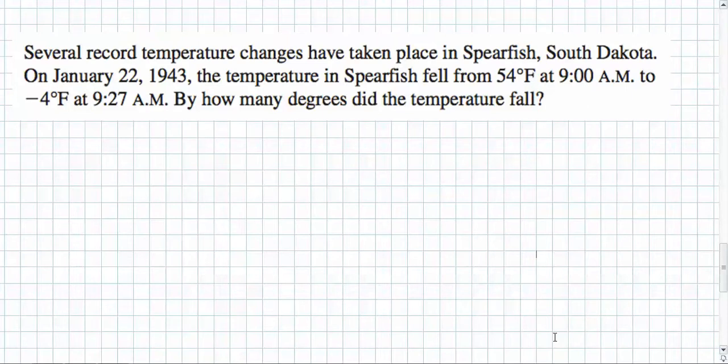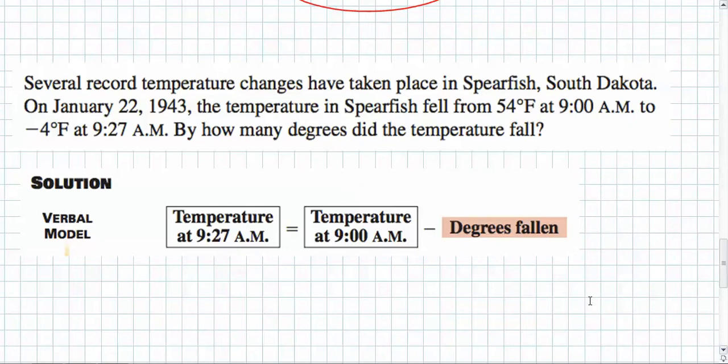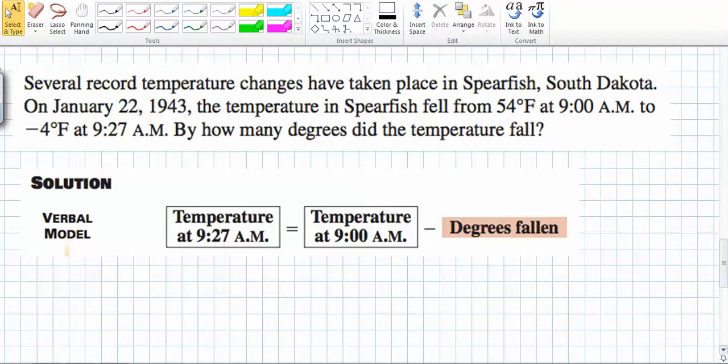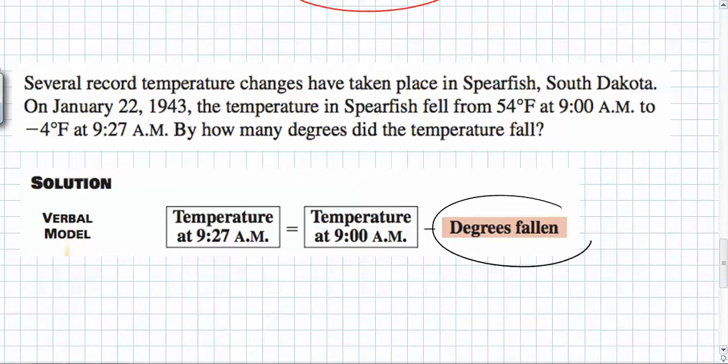So how are we going to set this up? Our first step is to create a verbal model. Our verbal model is going to be as follows. The temperature at 9:27 a.m. equals the temperature at 9 a.m. minus the degrees fallen. So now we get to fill in, we can label these variables by saying that degrees fallen is going to be T, and we know that the temperature at 9 a.m. is 54, and we know that the temperature at 9:27 is negative 4.